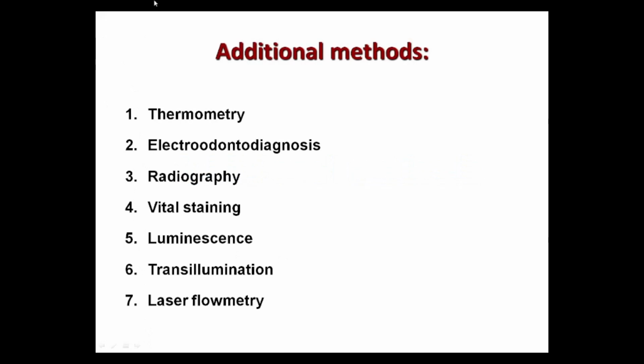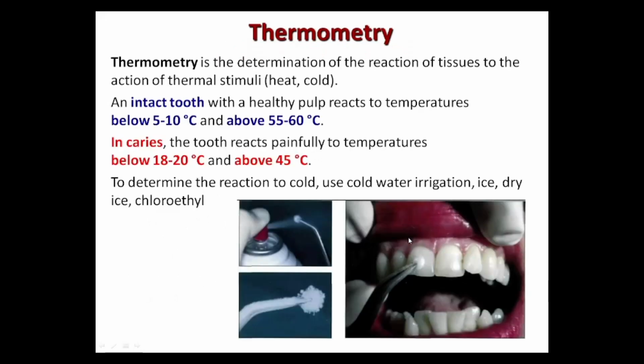Next group of methods is additional methods. And there are several methods: thermometry, electroodontodiagnosis, radiography, vital staining, luminescence, trans illumination, laser flowmetry. First one is thermometry. This is determination of the reaction of tissue to the action of thermal stimuli.